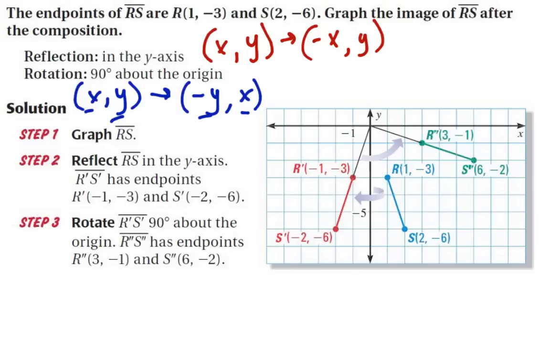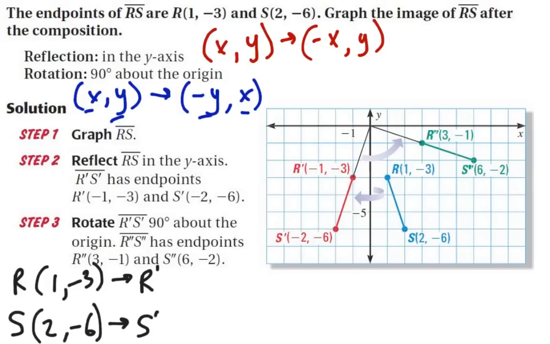Okay, so looking at point R, for example, here down at the bottom of the screen I've set up my little table. So I've got point R at (1, -3). I'm going to follow the instructions for the reflection first, which says to change the sign of the x coordinate and leave the y coordinate the same. So that becomes (-1, -3), just like in the graph. And then S prime becomes (-2, -6), just like in the graph. So it got reflected across the y-axis there.